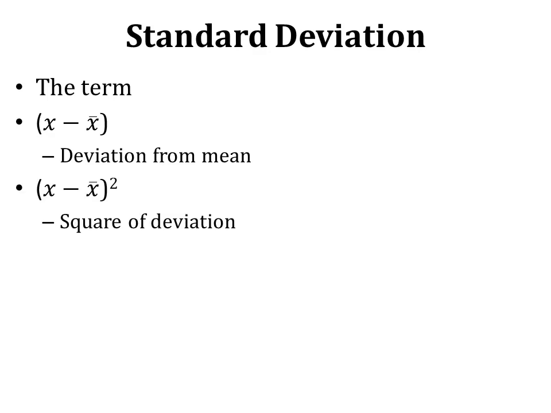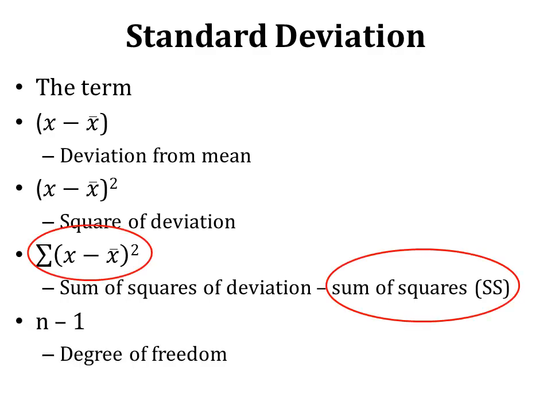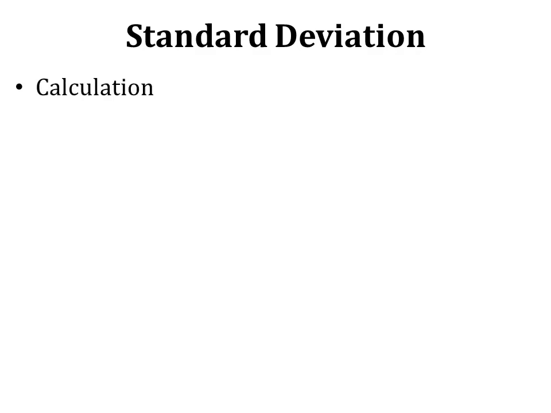Then x minus x bar squared, when we take the square of that deviation, and summation x minus x bar squared means that we calculate the individual squares of deviations for all values in the sample and then take their sum. That is known as the sum of squares of deviation, or simply the sum of squares. And the other term is n minus 1, which is the degrees of freedom.